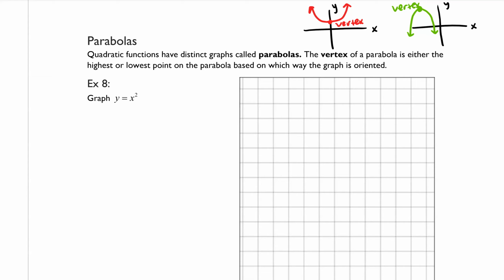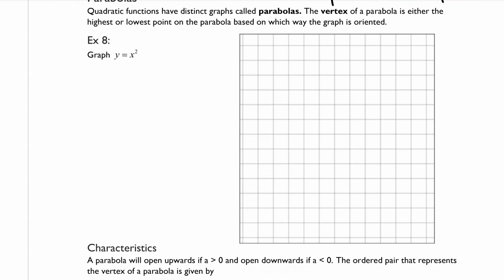Okay, so example 8 wants us to graph y equals x squared. It might be helpful if we make an input-output table.